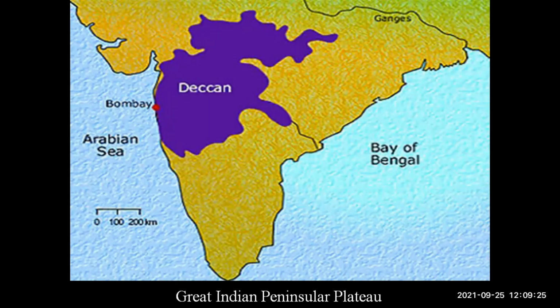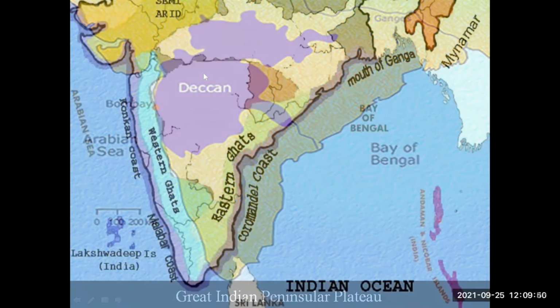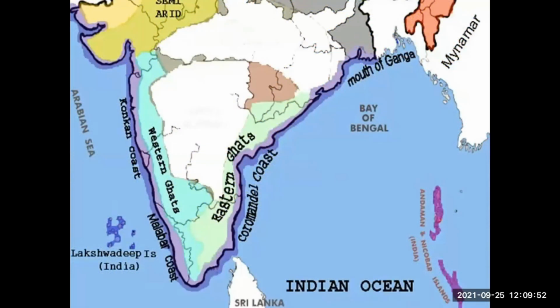As this region is surrounded by sea on three sides, it is called the Peninsular Plateau. There are two distinct areas, the Malwa Plateau in the north and the Deccan Plateau in the south. See, the Deccan Plateau, this area is known as the Deccan. Next one, the coastal plains.